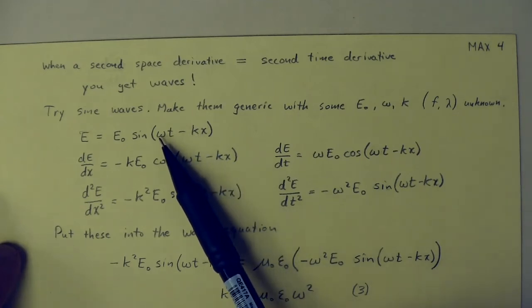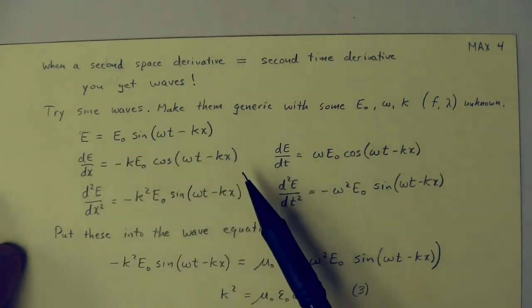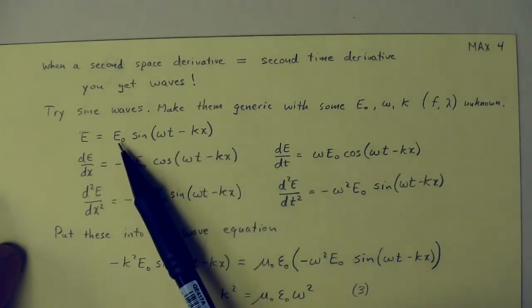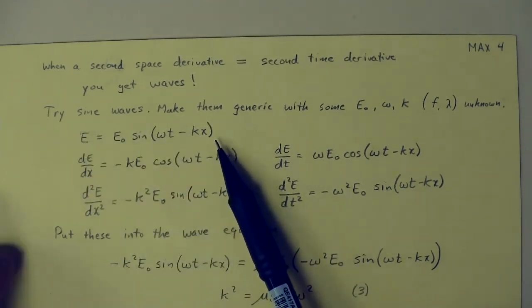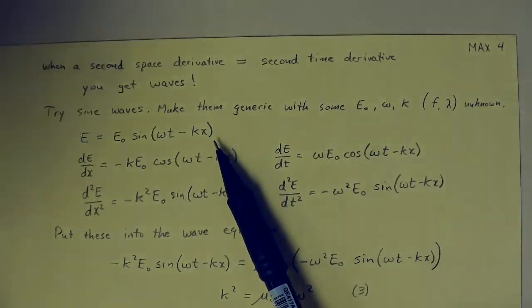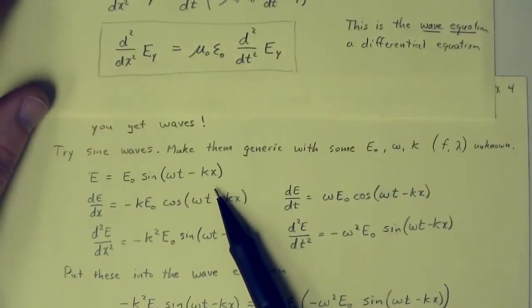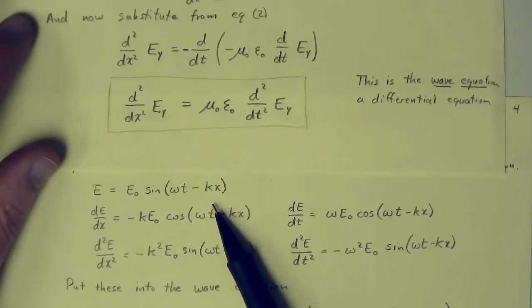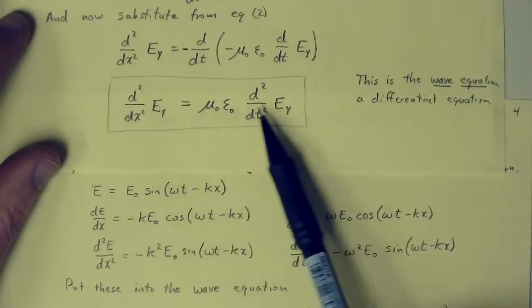Anyhow, the angular frequency and the K number are the two parameters in this wave. It's also got an amplitude, some E0 that it starts out at. So this is just a generic wave, and what I want to do is plug this into the equation that we just found. So we had this wave equation up here. I want to plug this into the wave equation, to see whether this is in fact a solution of that equation.